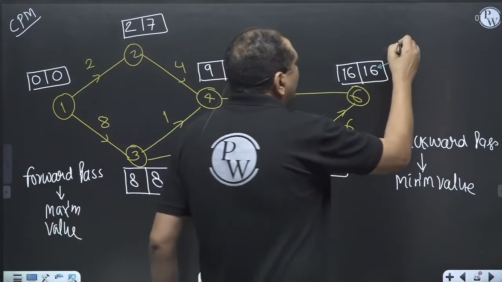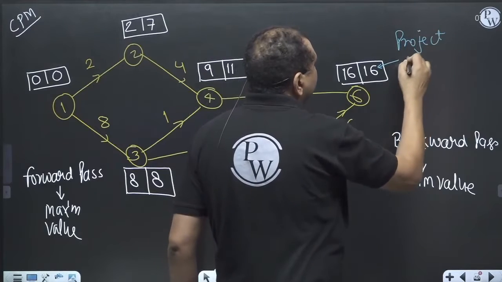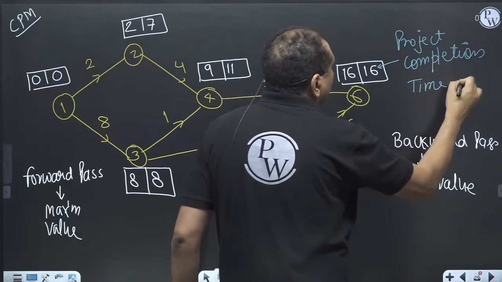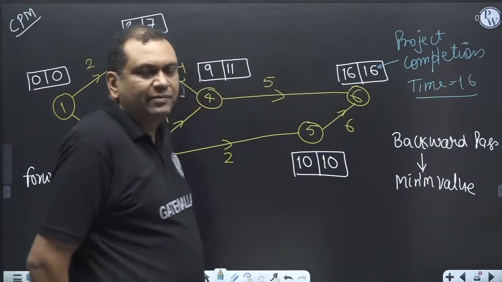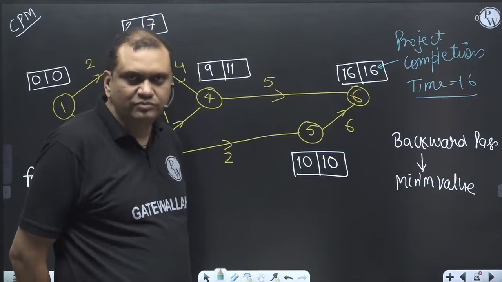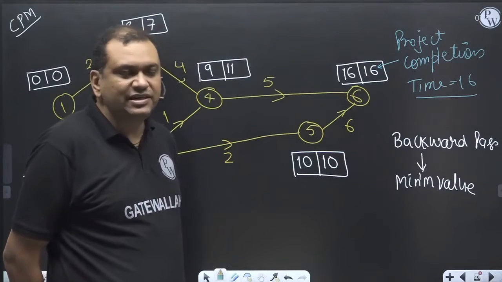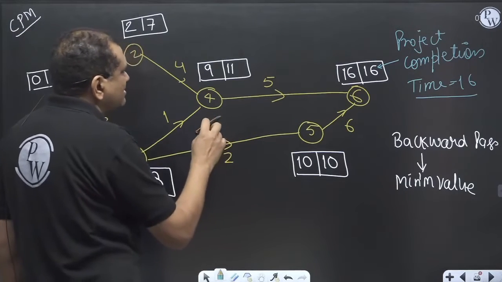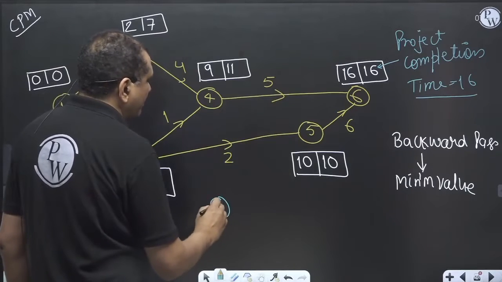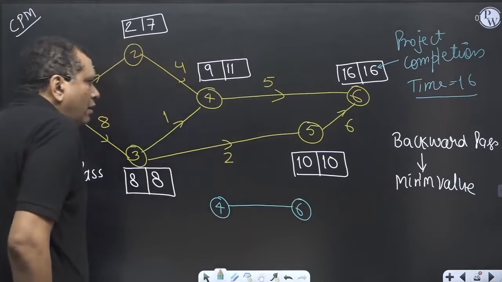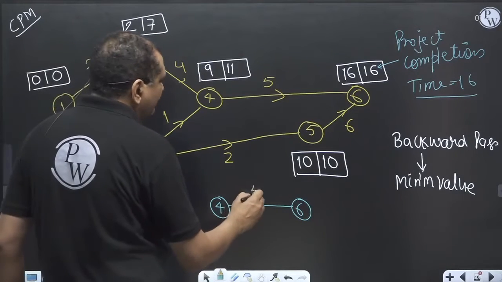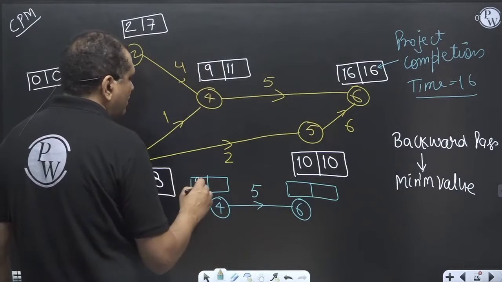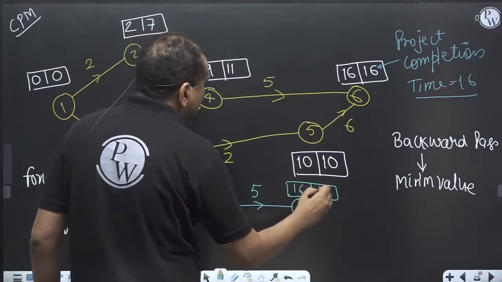This is called project completion time. Project completion time is 16 days. Now suppose, see this activity 4 to 6 consumes 5 days. Nine, 11, 16, 16.